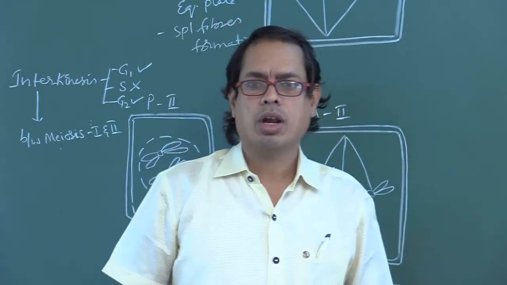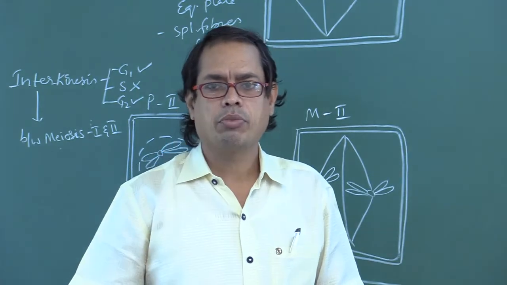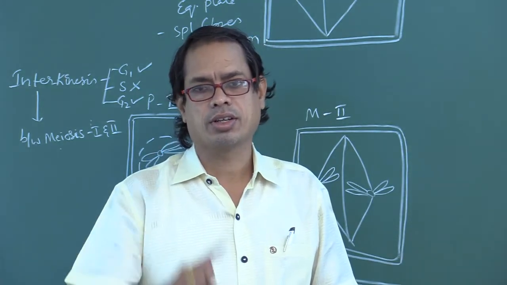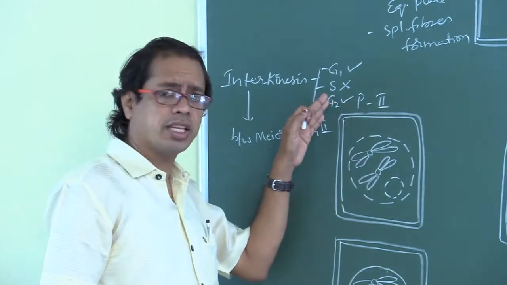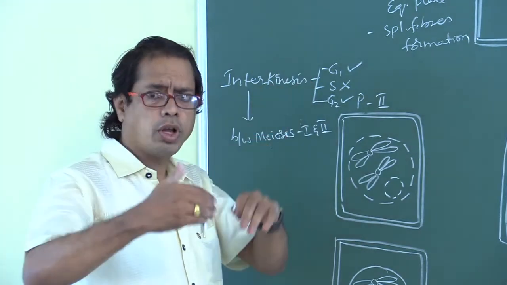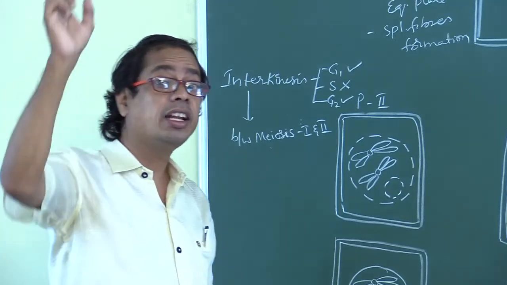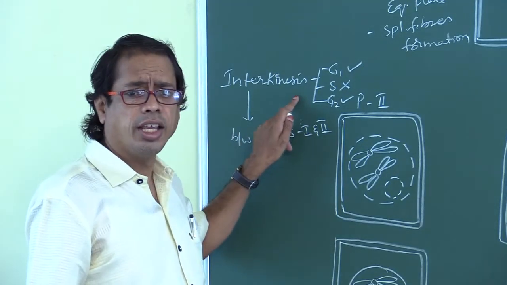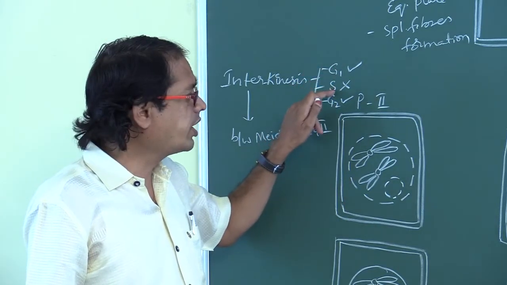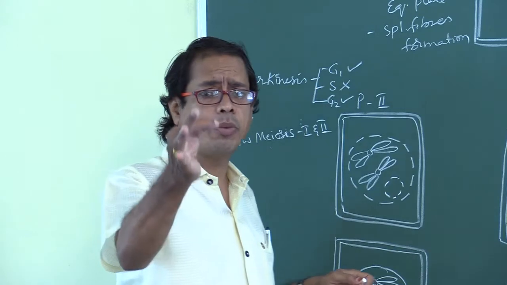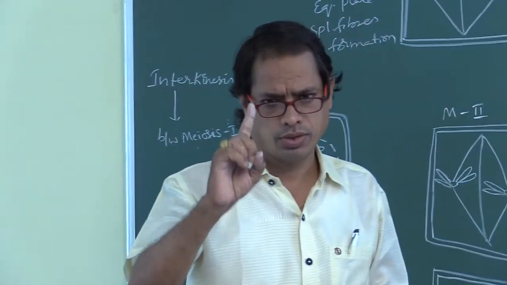Next, number of replications that occur in meiosis 1. Though here interkinesis is present, there is no S phase. Before meiosis, interphase occurs. Before mitosis, interphase occurs. In interkinesis, both G1 and G2 are present, but S phase is absent. So the number of replications in each meiosis 1 is one.